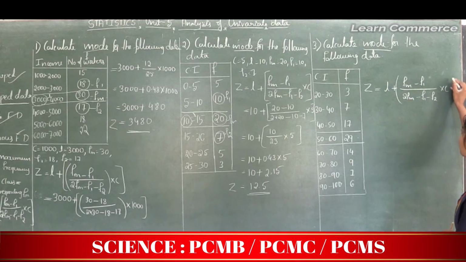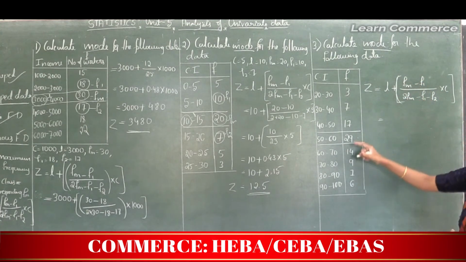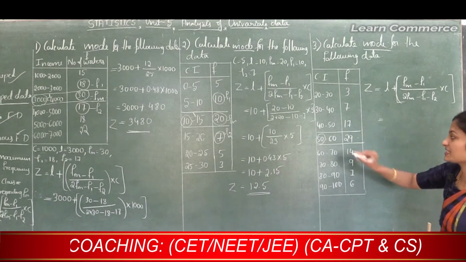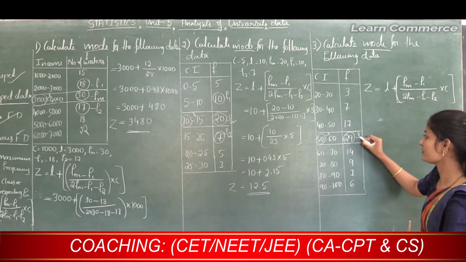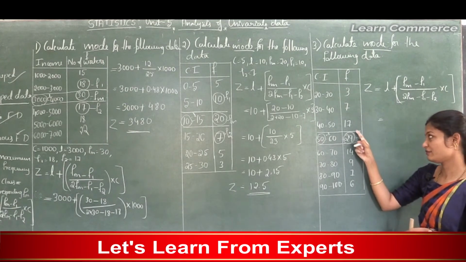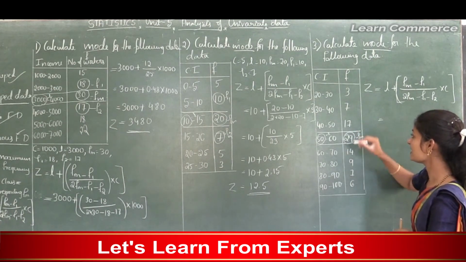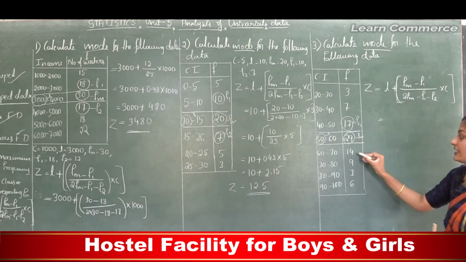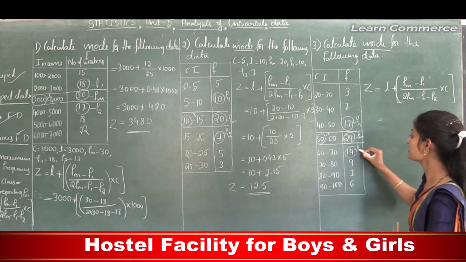into C. So here in this model class, L means the lower class limit. Your lower class limit is 50. Then Fm means the maximum frequency. Your maximum frequency is 29. Then F1 is the preceding frequency of the model class. Here 17 is the preceding frequency of the model class. Then 14 is the succeeding frequency of the model class. So here 14 is F2.